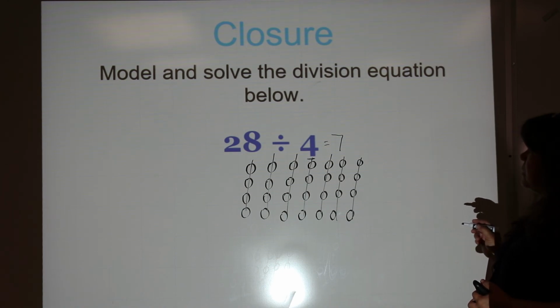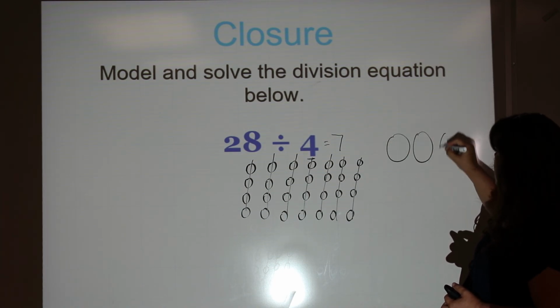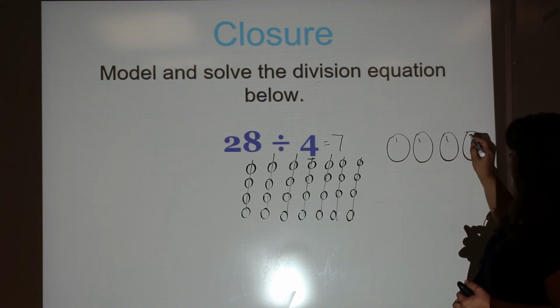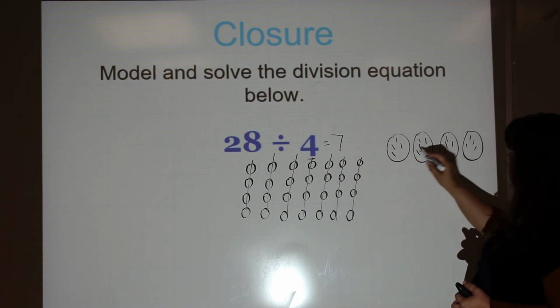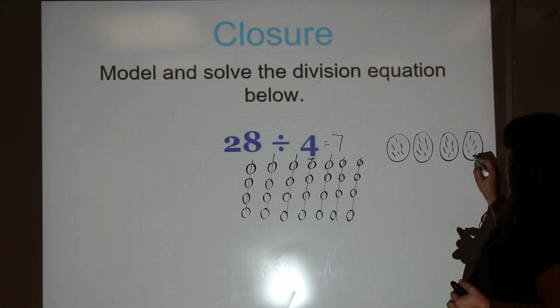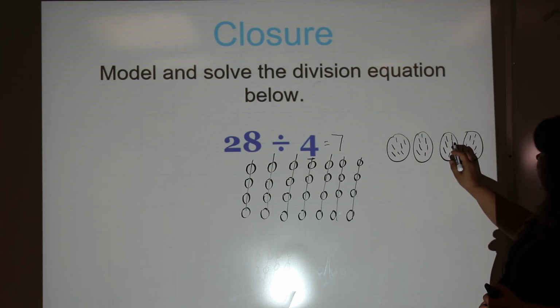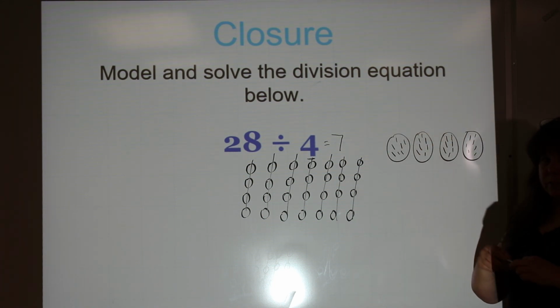Or the other way, which was making our fair sharing, 1, 2, 3, 4. Then I count out 28 dots, 1 through 28. You have to be careful you don't put any of these lines together because it won't work. 1, 2, 3, 4, 5, 6, 7. I got the same quotient.